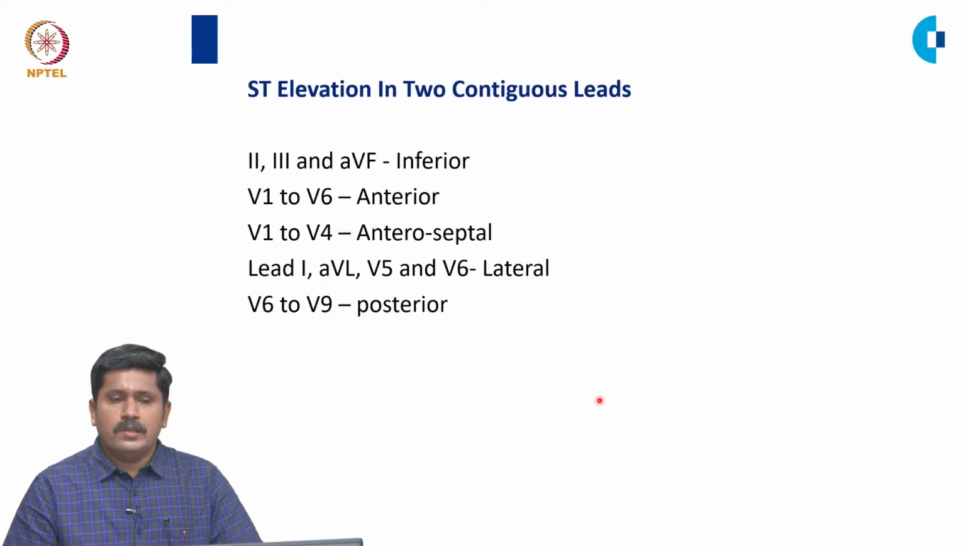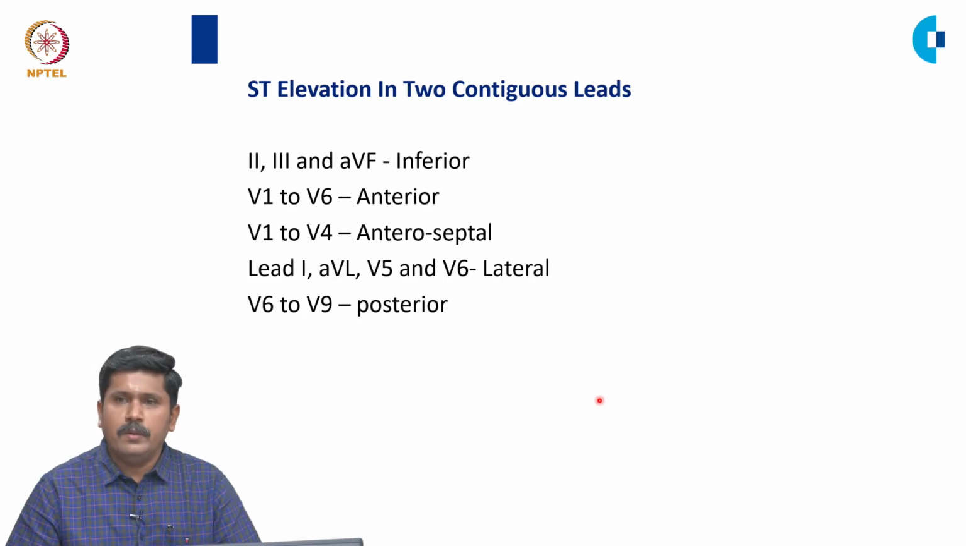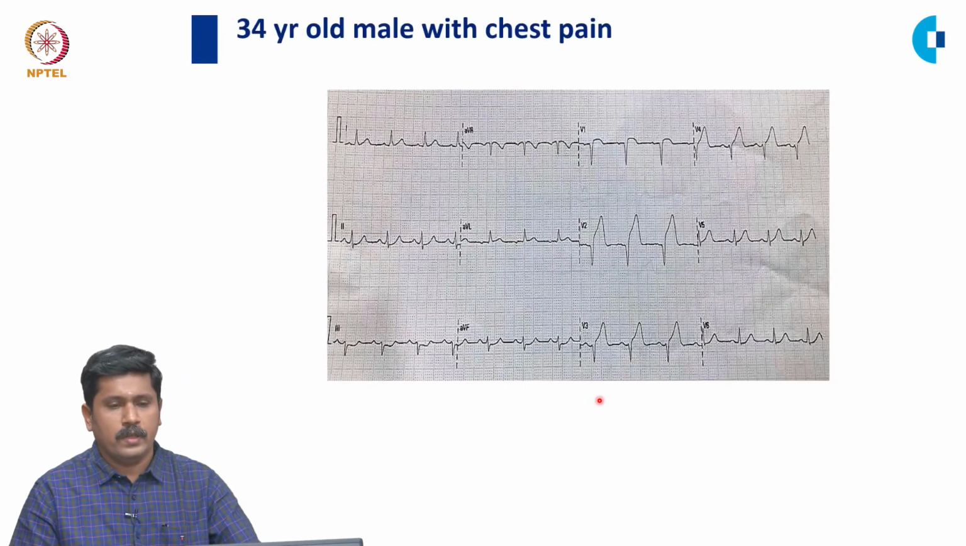So, what is a contiguous lead? Contiguous leads are nothing but leads that record the electrical activity from the same region. For example, if you want to record the electrical activity from the inferior region, the leads are lead 2, 3 and aVF. So, this forms the contiguous leads for an inferior wall MI. In the same way, V1 to V6 for an extensive anterior wall MI and V1 to V4 are contiguous leads for anteroseptal MI, and lead 1, aVL, V5 and V6 for lateral wall MI and V6 to V9 for posterior wall MI.